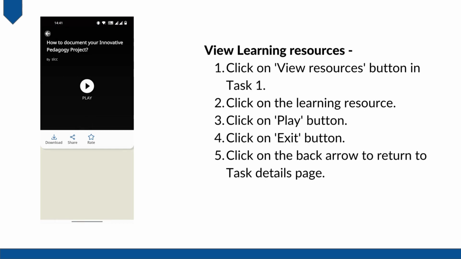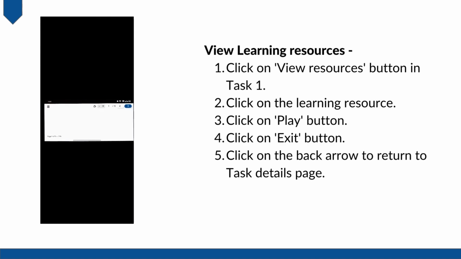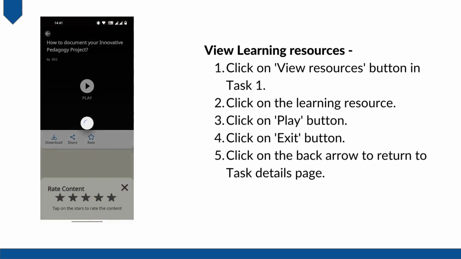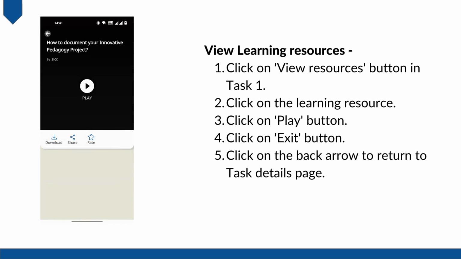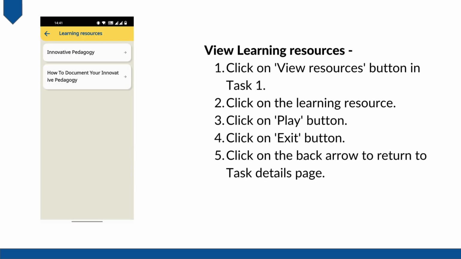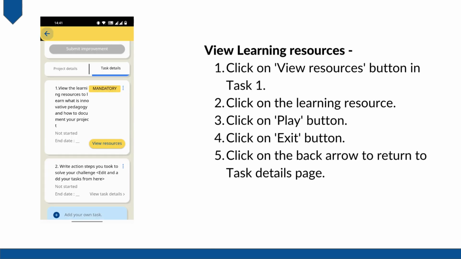You will see a play button. Click on it to watch or read the learning resource. Once you have read the resource, click on the exit button that appears. After this, click on the back arrow to go back to the resources list. You can follow the same steps to read the other resource. Once you are done with both the resources, you can click on the back arrow again.